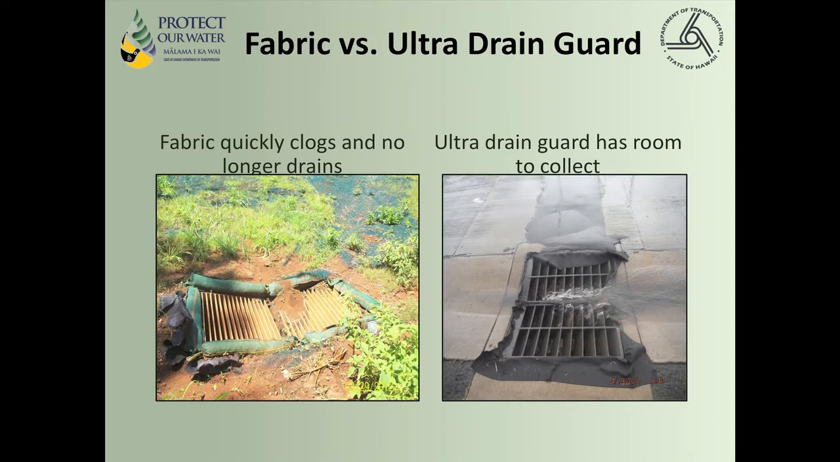Here's an example of the advantage over fabric just under the grate. The fabric clogs up with soil. It no longer perks. The water is going to bypass to the next spot. The one on the right, this was during a heavy downpour. That's an ultra drain guard. It's going in. It's not traveling beyond the inlet.